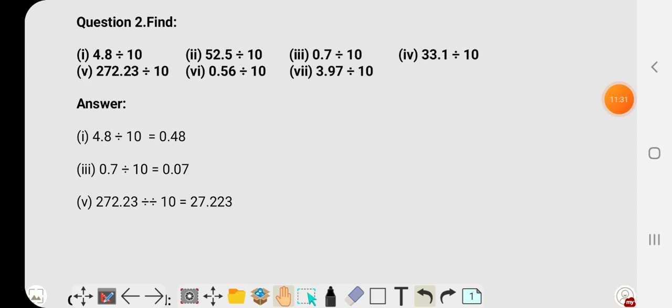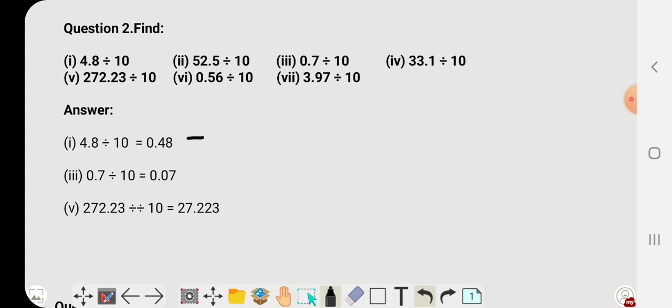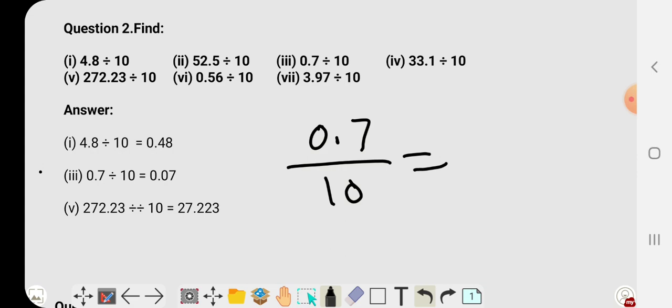Question number 2 is find division. Here also you have to find division. This is very easy because here you have to divide directly with 10, 100, 1000. Only 10 is there. That's good. 4.8 divided by 10. So the decimal will shift one place towards the left. It will be 0.48. 0.7 divided by 10. The decimal will shift one place towards the left. So it will become 0.07.